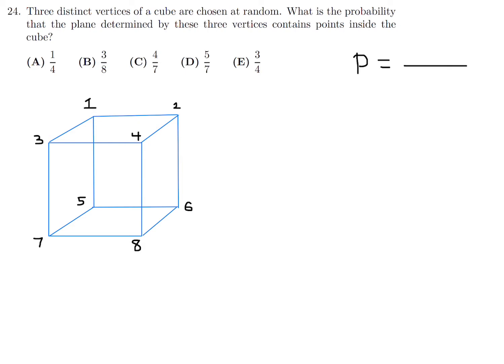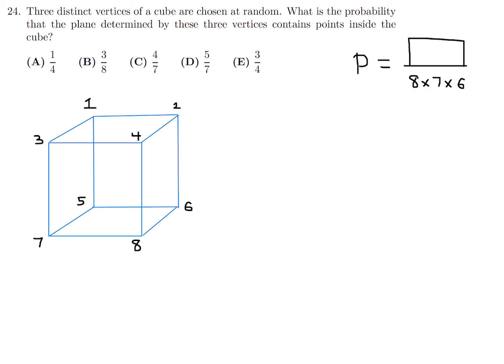The denominator will be the total possible choices, and that's going to be 3 vertices, right? So for the first vertex, I have 8 possibilities. Then I have to choose distinct vertices, so I can't choose the same one. So only 7 possibilities remaining for the second choice. And for the third choice, 6. So that's my bottom number. Now I have to figure out the numerator, and that is my specific condition, which is that the plane determined by these 3 vertices contains points inside the cube.